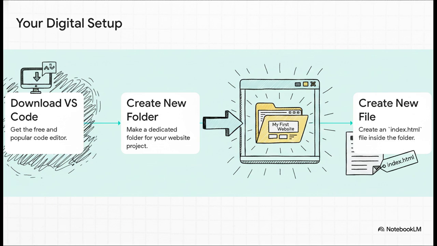First up, you're going to download a free code editor called Visual Studio Code, or VS Code. It's what pretty much everyone uses. Second, just create a new folder somewhere on your computer. You can call it My First Website or something like that. Third, open up VS Code and then open that folder you just made. And last, inside VS Code, just create a brand new file and name it index.html. That's it. Your workshop is now officially open for business.